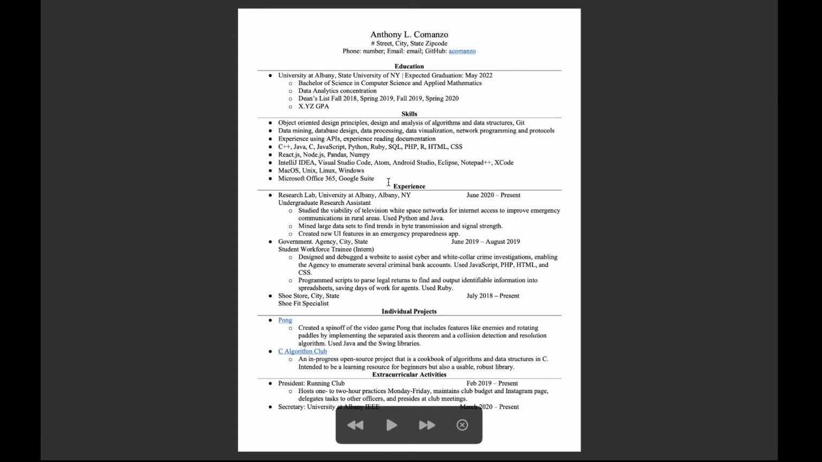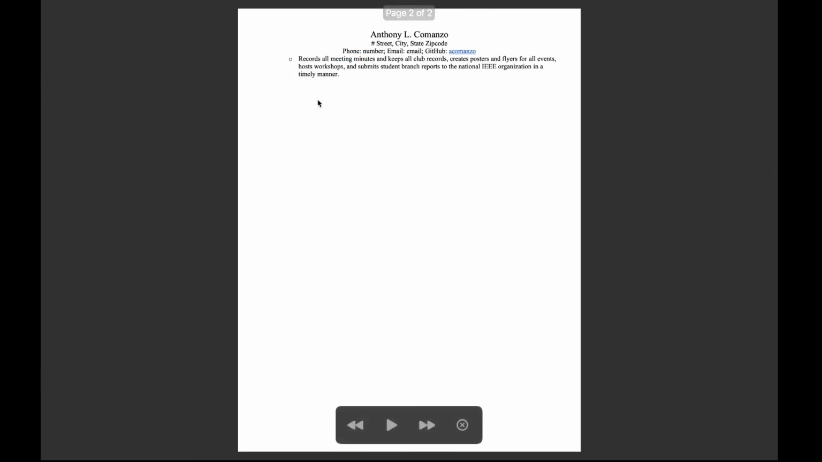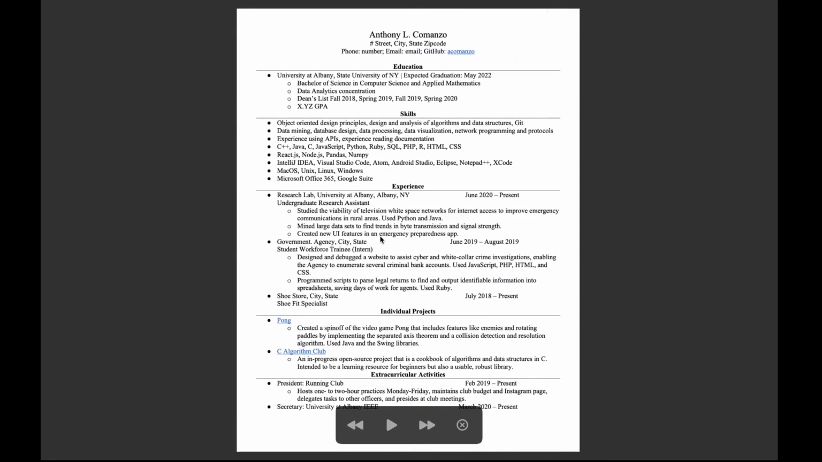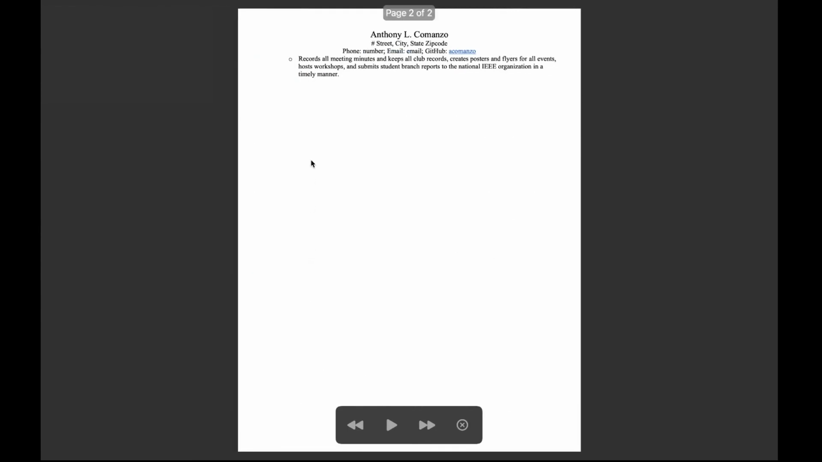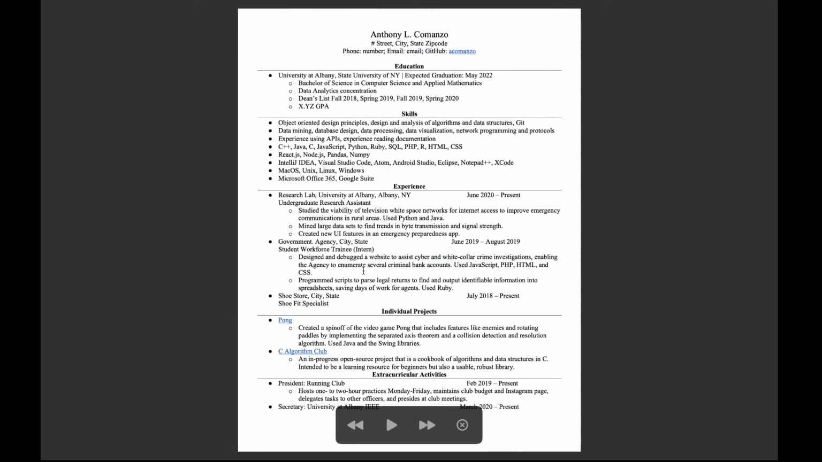Something else that's really bad is that this overflows onto a second page, and then I just have all this white space, and that is not something that you want. At this level in our careers, it's better to just keep everything on one page, because we don't have enough experience for it to go onto the second page, and it just looks bad to have this overflow and all this white space. So try to condense everything onto one page.